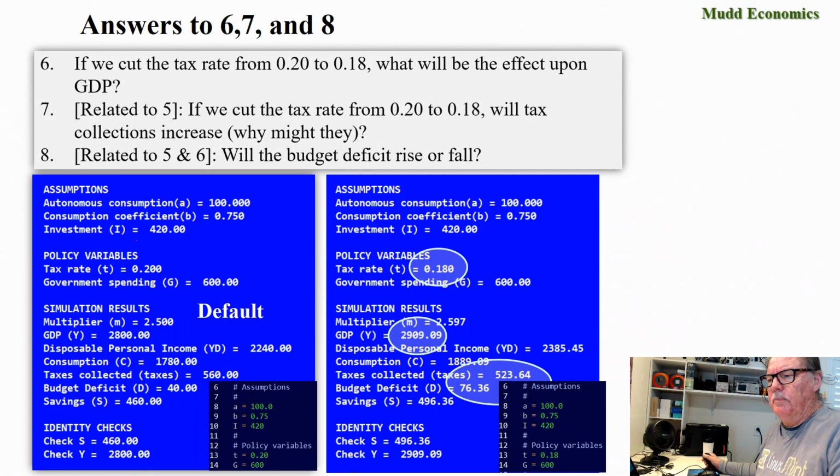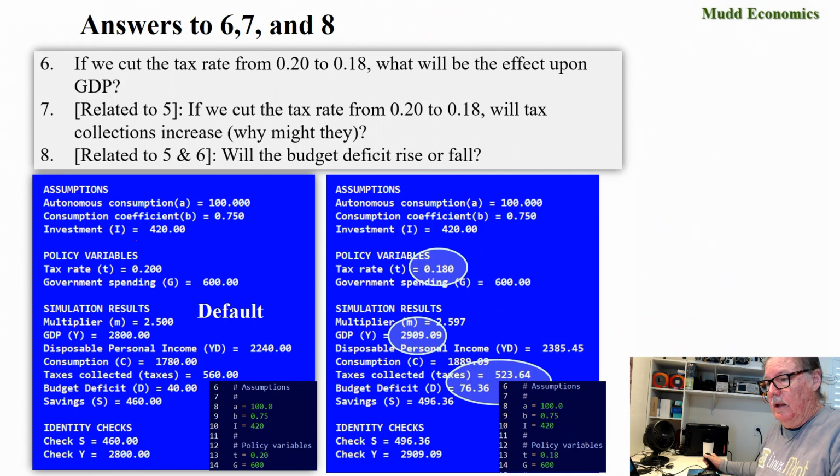The multiplier has changed, by the way. It's grown larger, but that shouldn't be a surprise because the formula says the multiplier is dependent upon two things, upon the consumption coefficient, which we have not changed anywhere in this model, and the tax rate. And it shows by example that if you cut the tax rate, the multiplier rises. And if you go back and look at the math of it, that would be true.